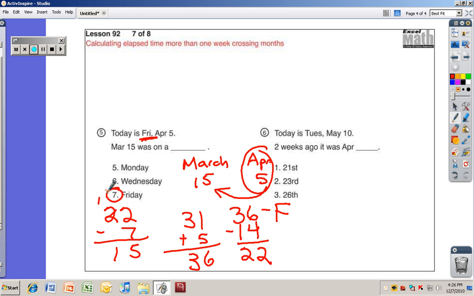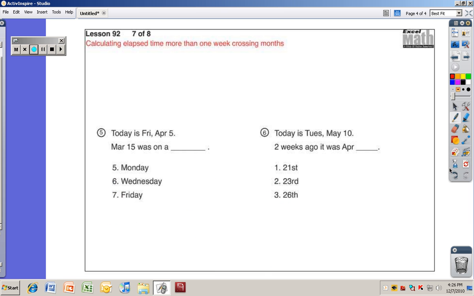All right, and hopefully you've already done number 6. Here's how you solve this one. Today is Tuesday, May 10th. 2 weeks ago it was. Okay, so we're in April. We're going back to some day in April, and we're starting on May the 10th. So it'd be much easier if I changed this date into an April date. There are 30 days in April, plus the 10 days for May.